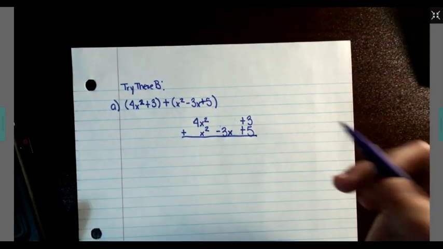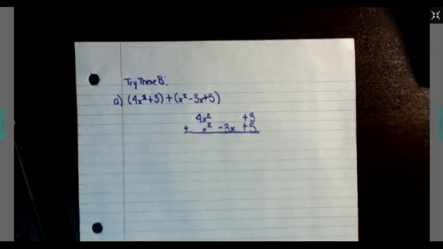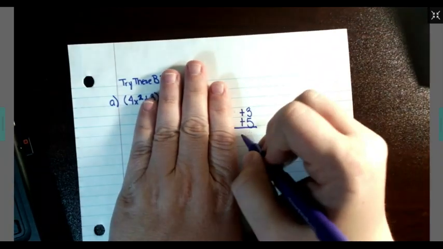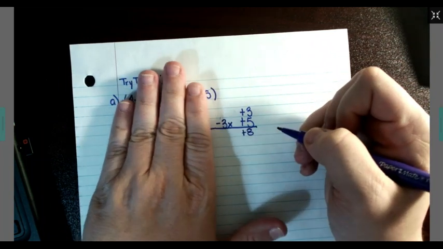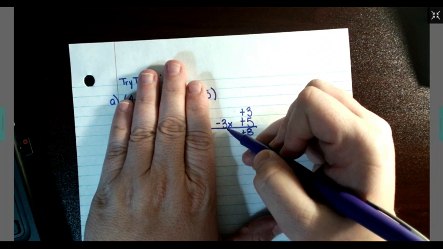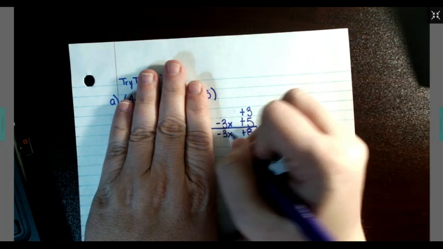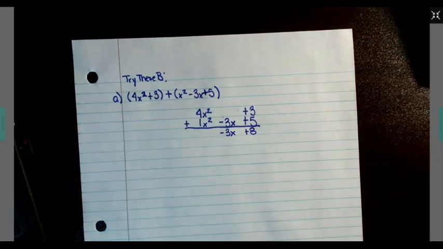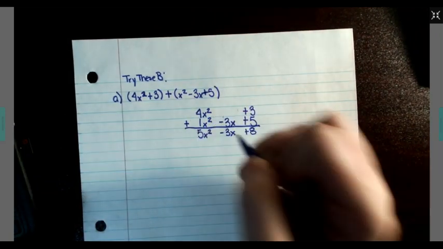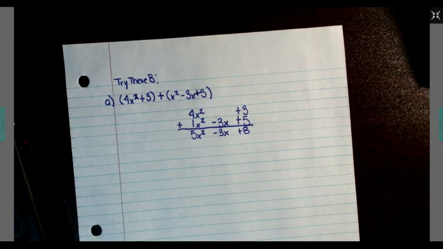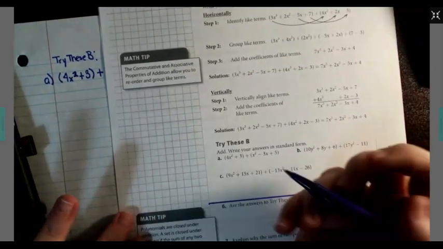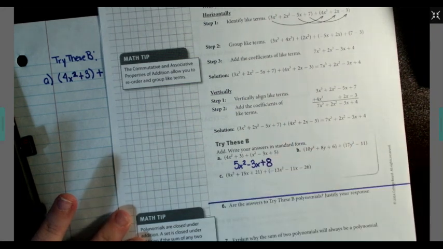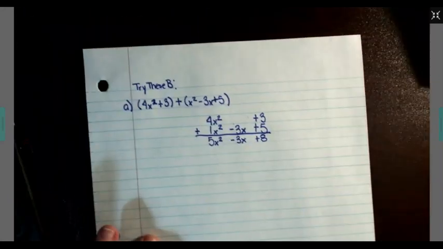Okay. It doesn't matter whether you start at the beginning or the end because we're just combining our like terms. So we're only basically looking at these piece by piece. So 3 plus 5 is 8. So I'm going to put plus 8. This would be like saying 0 minus 3x, which would be negative 3x. And then I've got 4x squared plus x squared. Remember, there's this like imaginary 1 there. So this would be 5x squared. So here this answer is 5x squared minus 3x plus 8. We're going to do letter B now.